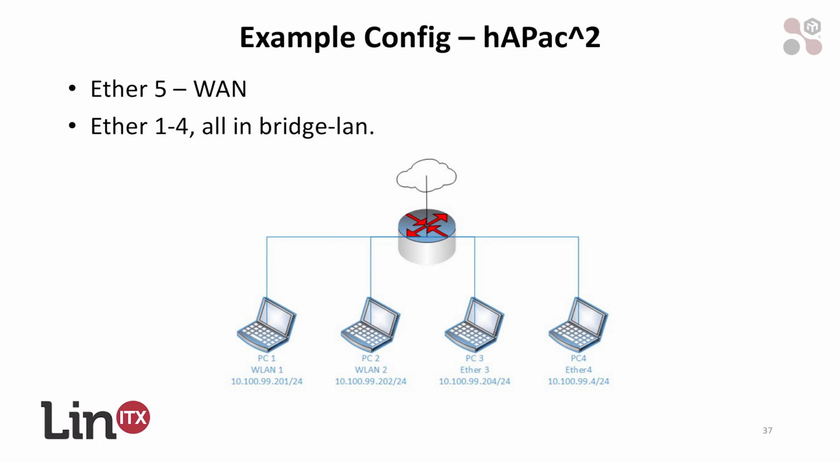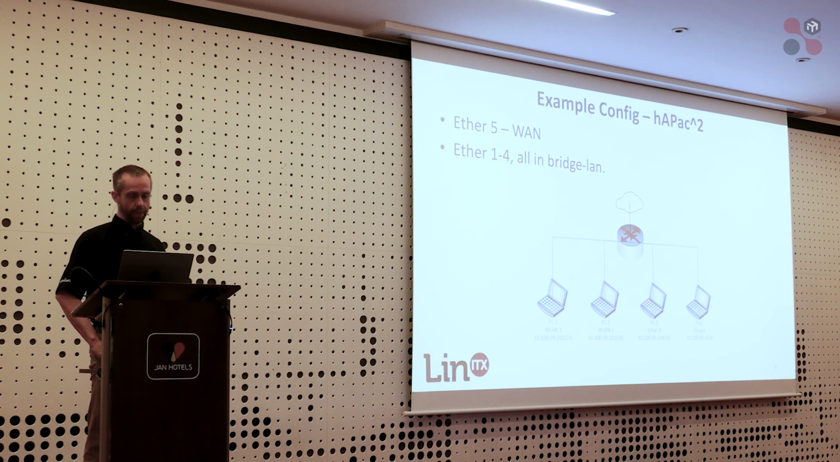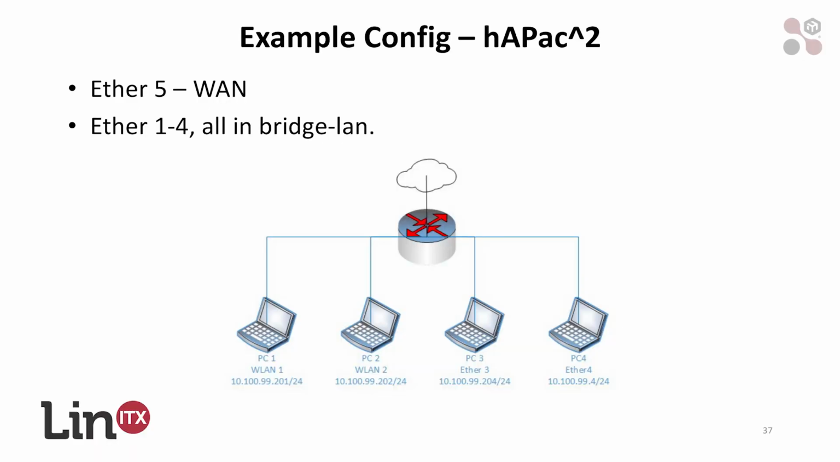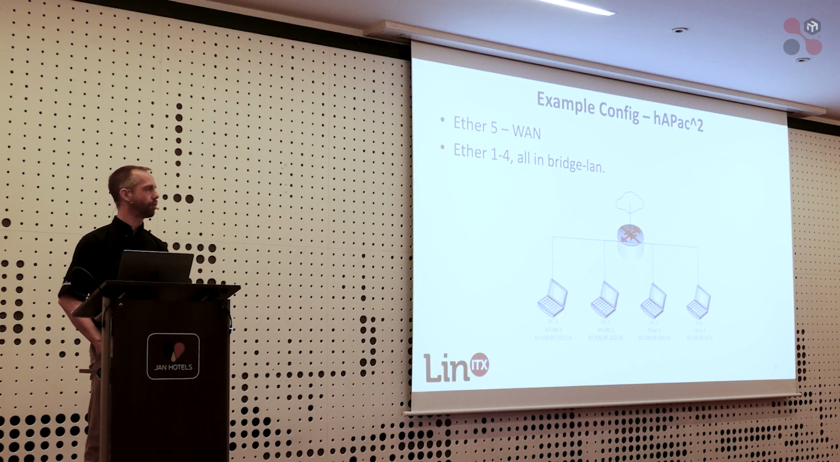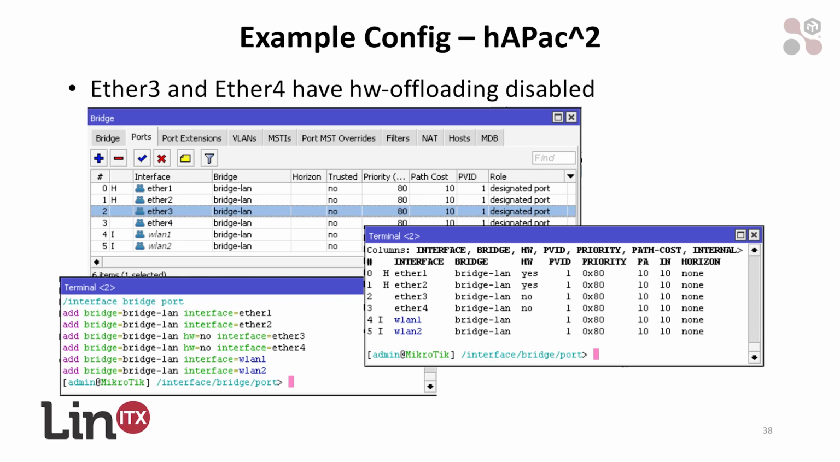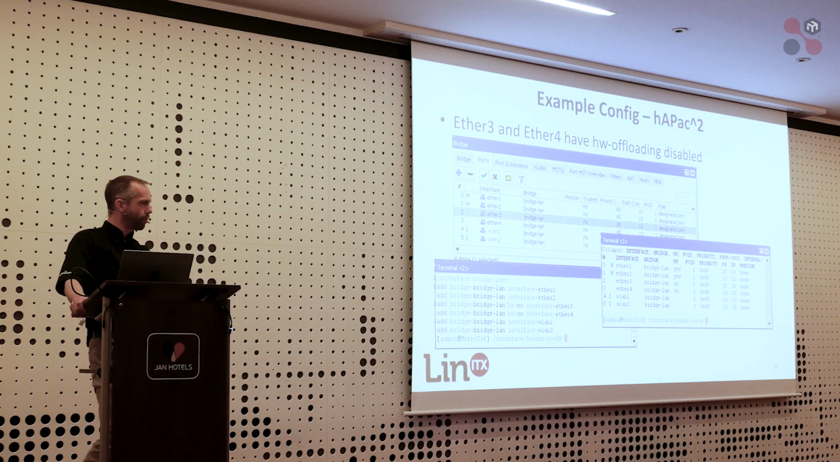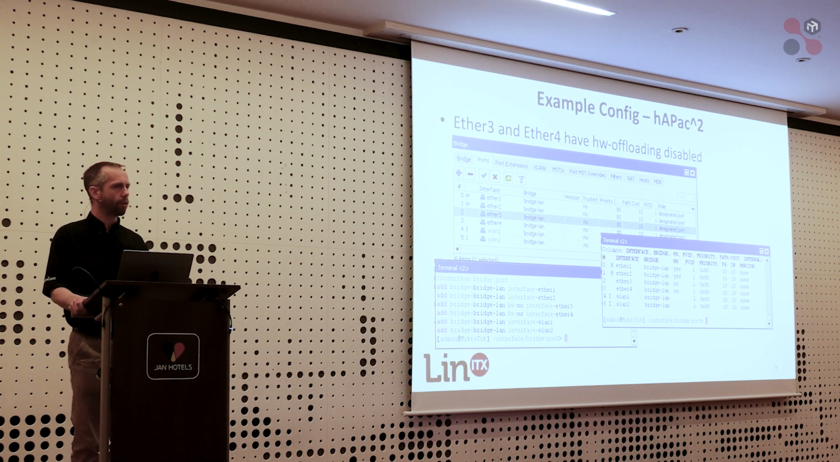So I took what to me is quite a common device. I have used loads of them. I have taken a hAP ac squared, because I had one on my desk. And I have connected to it 4 wired devices. And I applied a very basic bridge config, but I disabled hardware offloading on 2 of them, so that we can see how we may use the bridging features and how we will use the switching features.